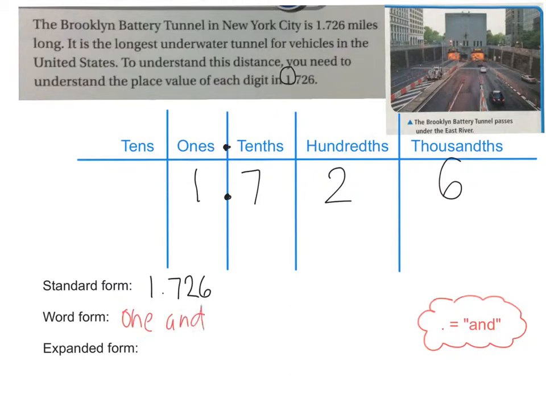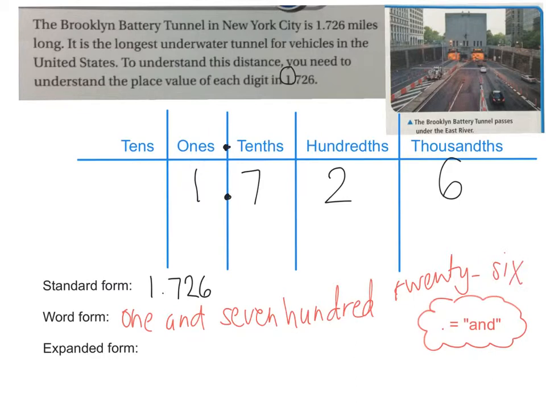and 726. And what's the last place value? Thousandths. Make sure you add the TH, right? Very good, Ariel.